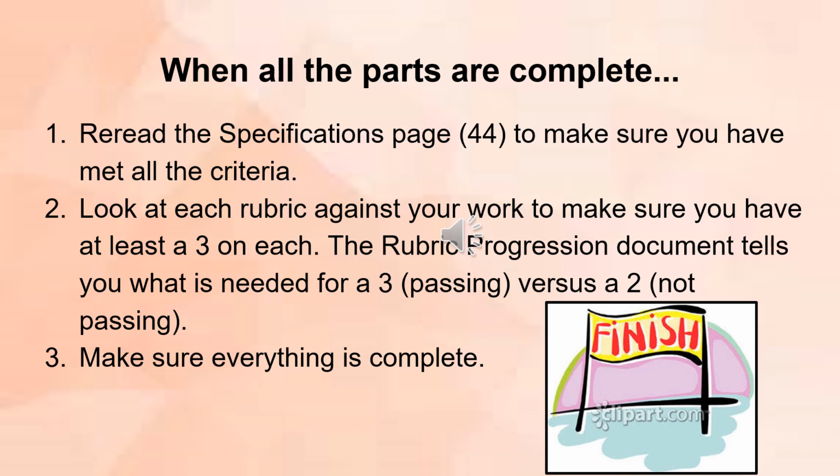Finally, when all of these parts are complete, you want to make sure you just reread the specifications page to make sure you've met all of the criteria that's in your handbook. You want to make sure that you look at each of the rubrics for this task to make sure that your work looks like a level 3, at least a level 4, even better. And the rubric progression guide can help you with this. That's on your Blackboard course as well. It breaks down exactly what the difference is for a scorer between a 3 that's passing and a 2 that is not passing. And lastly, just make sure everything is complete.